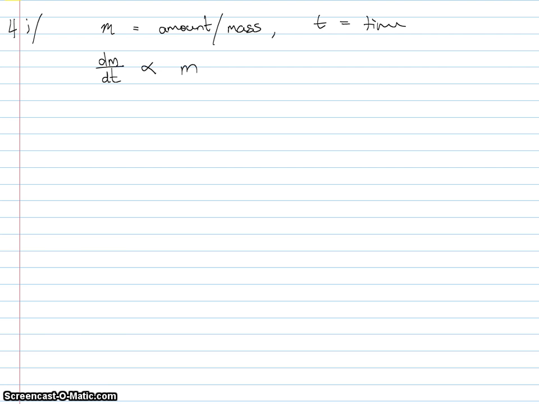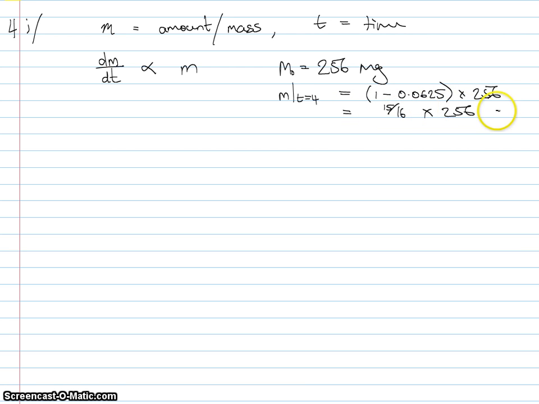We are also told that initially, so m0, is equal to 256 milligrams, and that m at 4 hours later is going to be only, it's lost 6.25%. So this is 1 minus 0.0625, so 6.25% times 256. And it turns out this number is 15 over 16 times 256. So we'll just leave it as that for the moment.